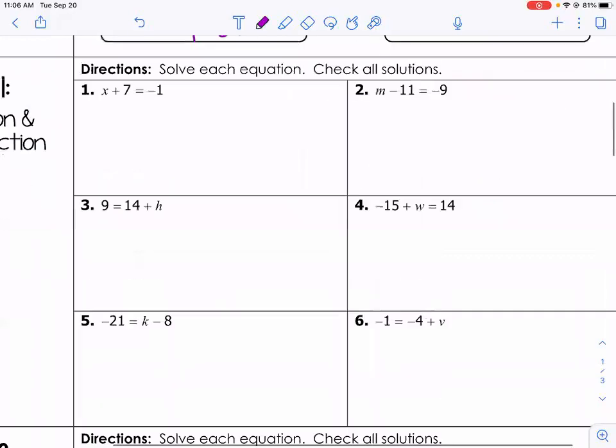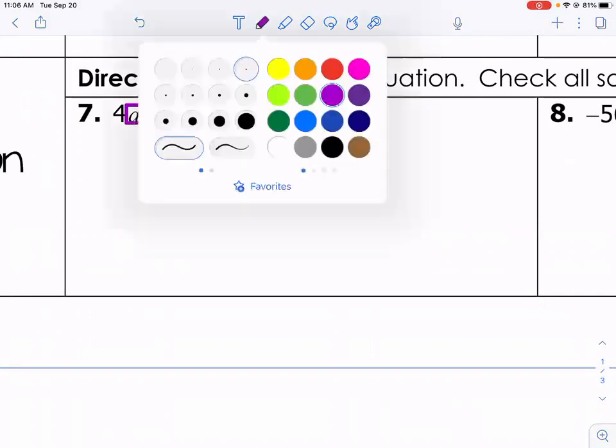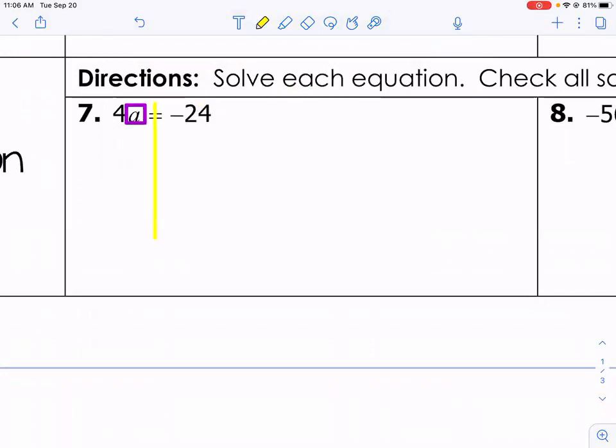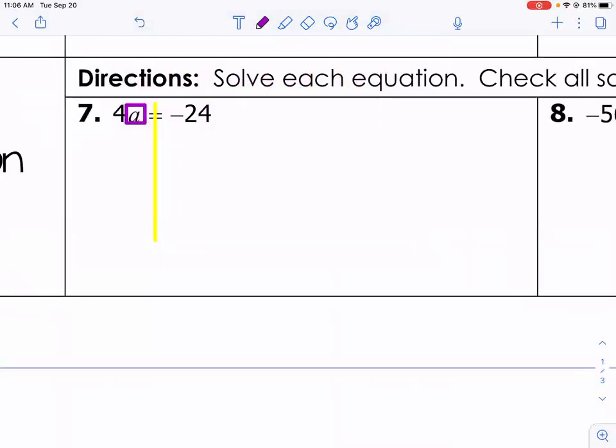All right, so let's come down here to example number 7. I am going to put a box around our variable because I like boxes better. Okay. A is what we are solving for. Now, if I draw my line, Miss Newton likes to call it the fence, okay? If we draw the fence, what number is with our variable? 4, okay? Trent, how is 4 tied to A? What operation is in between 4 and A?